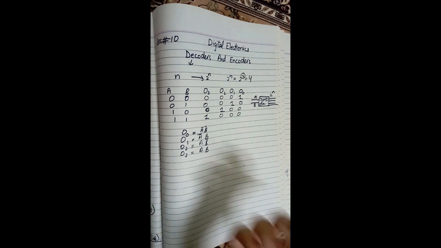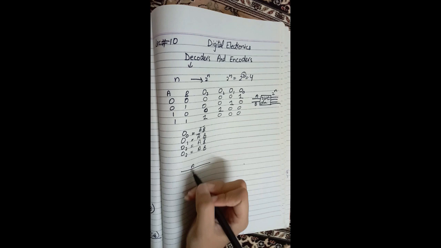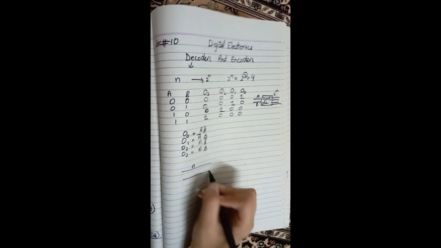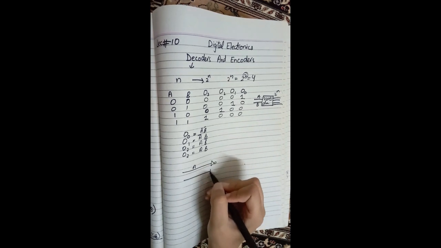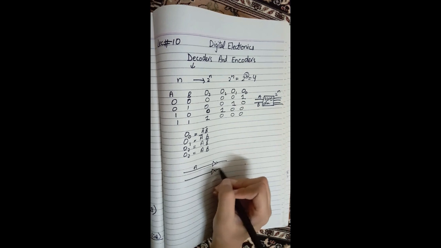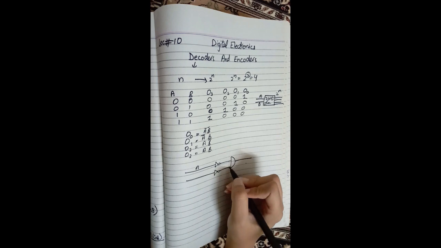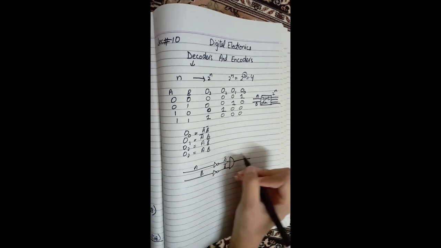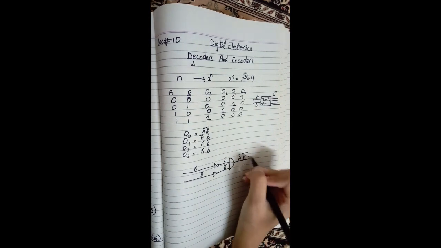Now we will draw the circuit diagram for it. We will take the A and we will take the B. For A bar and B bar we have the NOT gate. They are connected with the AND gate. By connecting A bar and B bar with the AND gate, that is output 0.